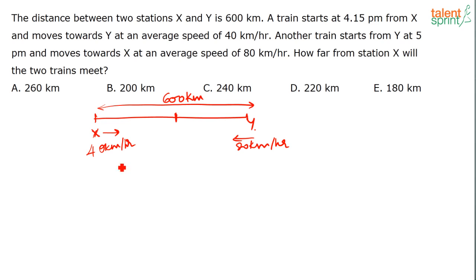So where do they meet? This is what is asked. Now one piece of information given here is that this train started traveling at 4:15 p.m. and this one is starting only at 5 p.m. Okay. Any answers for this question or shall I start solving?